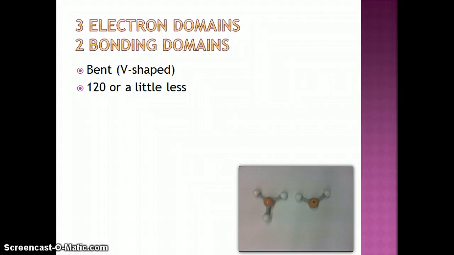But what do you think the bond angle is? So that would be 120 degrees, or maybe even a little less. Yeah, it's still 120 degrees because it's based off of 3 pairs of electrons repelling each other, because their electrons have the same charge. So they're repelling each other, trying to get away as far as they can.